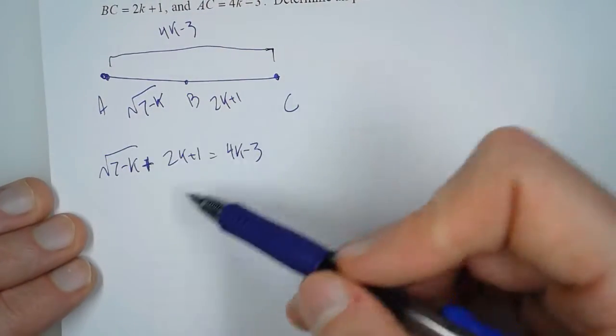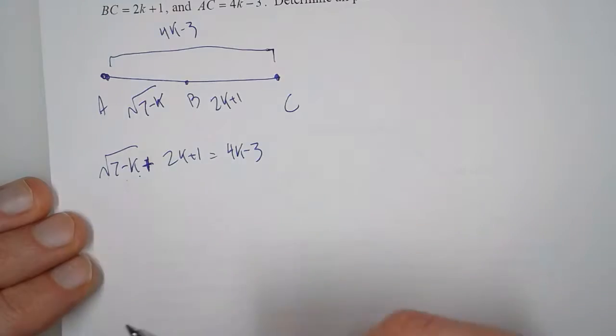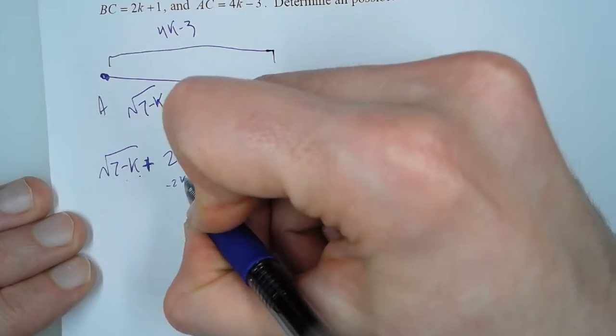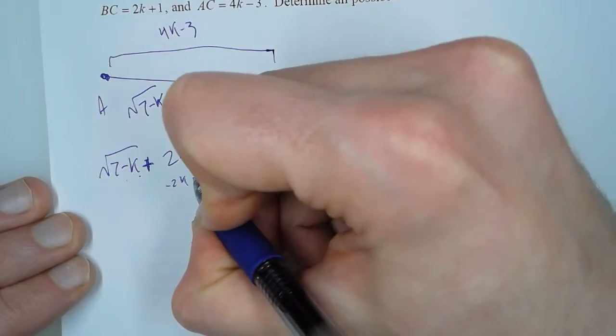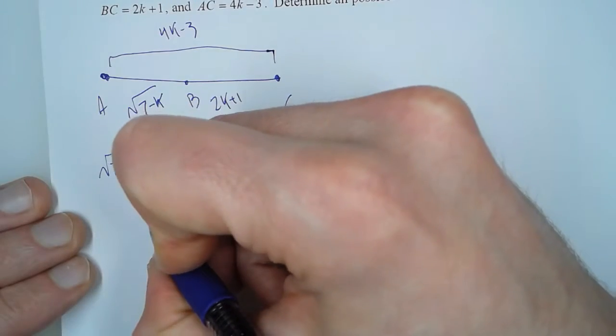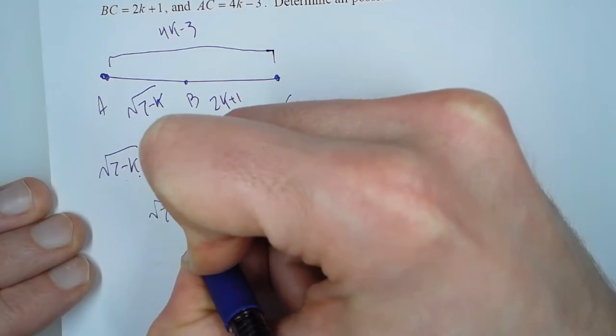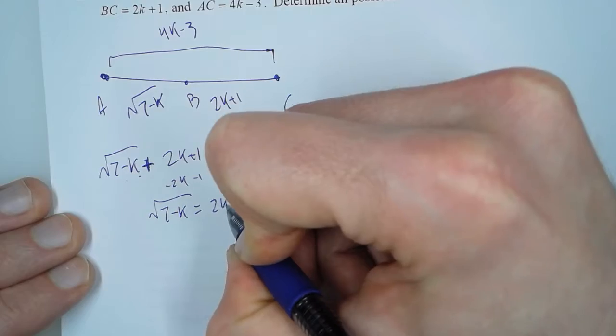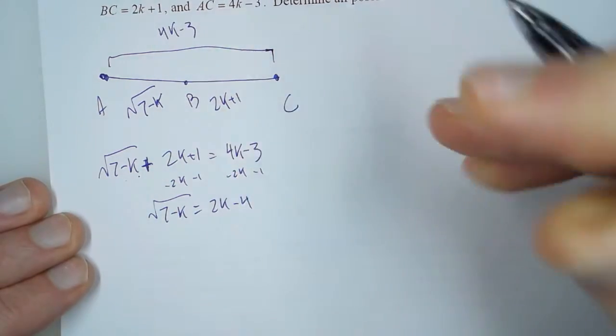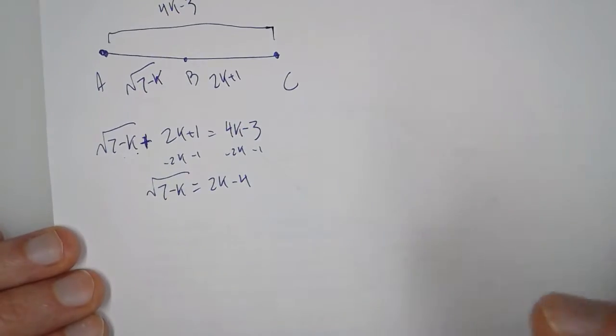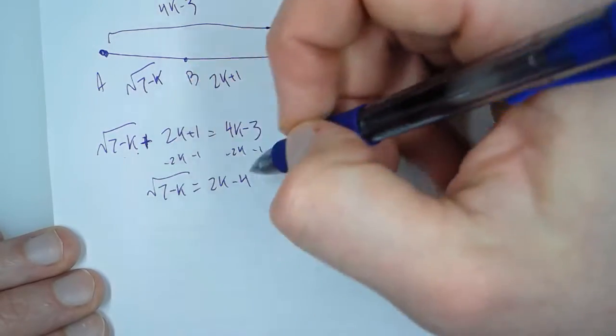So in order to solve this, we're going to have to get that square root by itself. So subtract 2k and subtract 1. So we have square root of 7 minus k equals 2k minus 4. Now, to get rid of the radical, we square both sides.